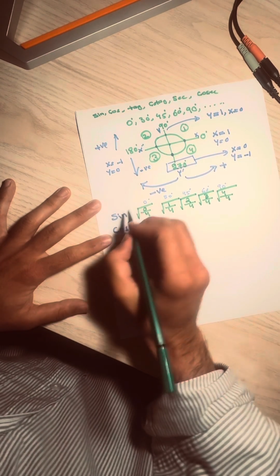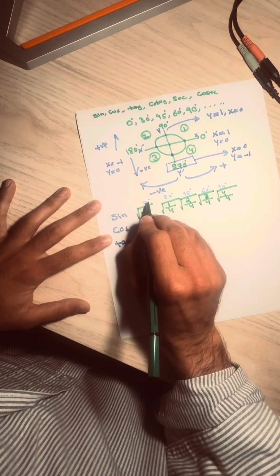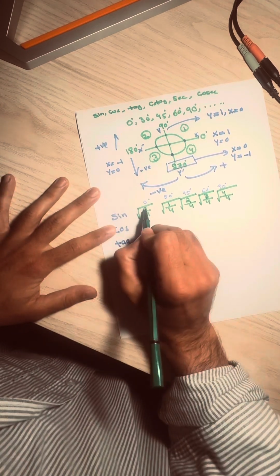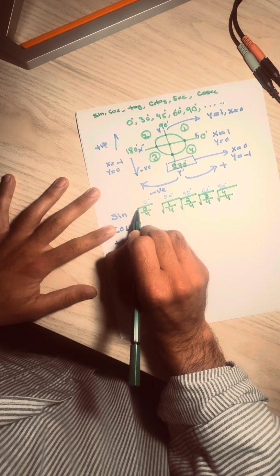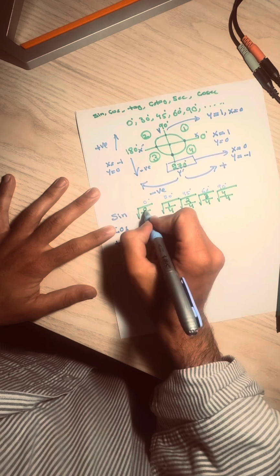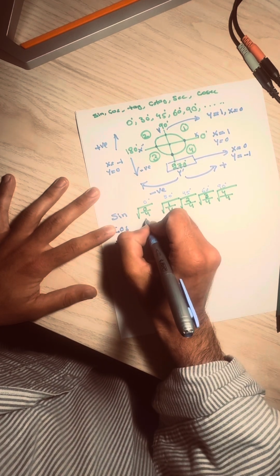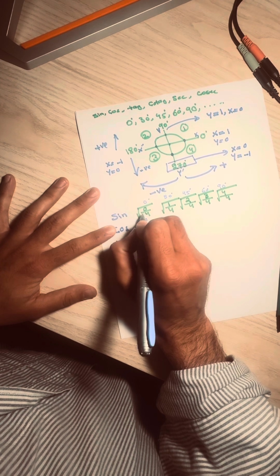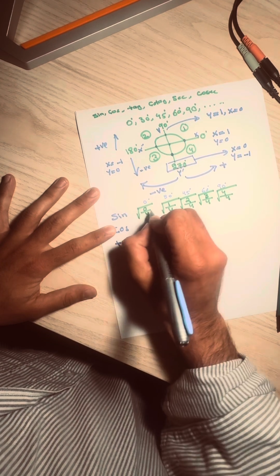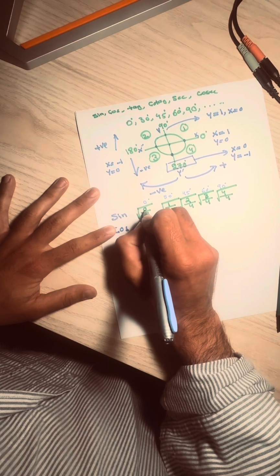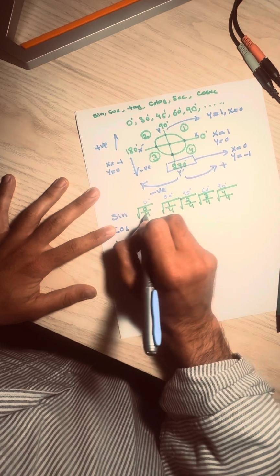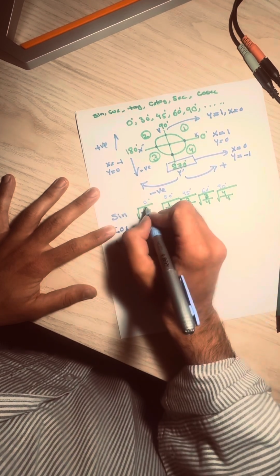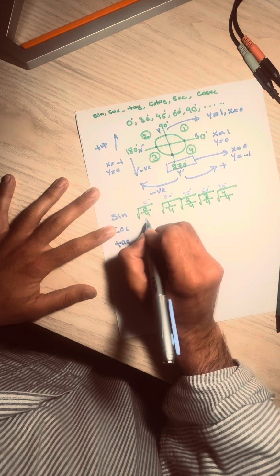Now, for sine of 0, the root of 0 is what? The root of 0 is 0. Any number divided by any number, the top is 0. Any number divided by that is 0. So the sine of 0 is 0.